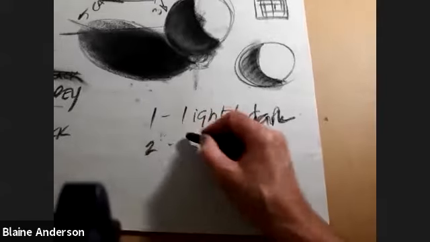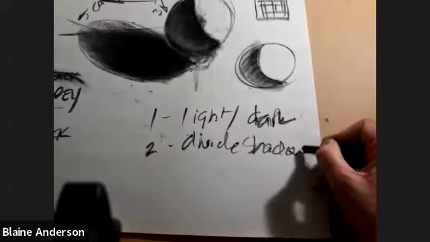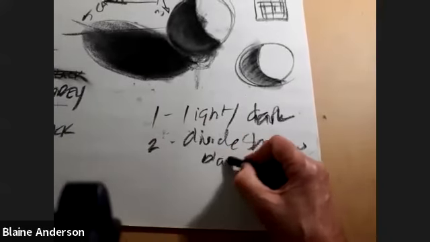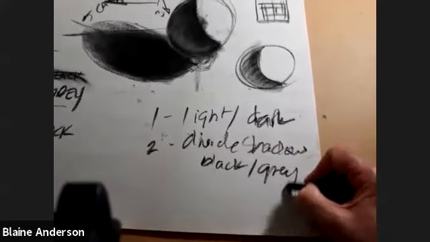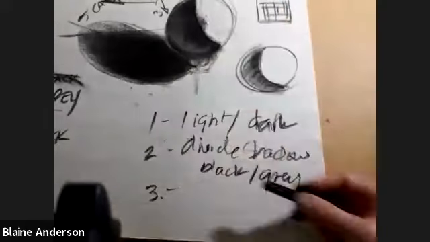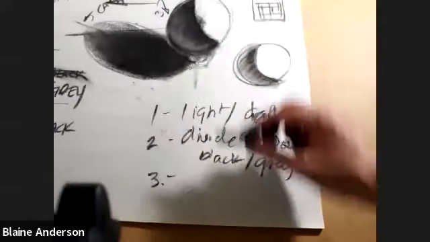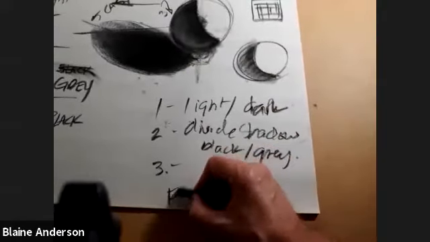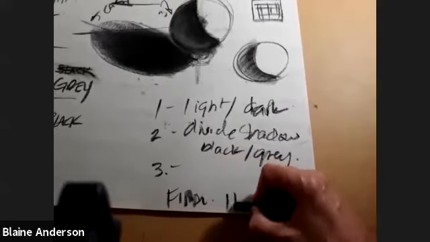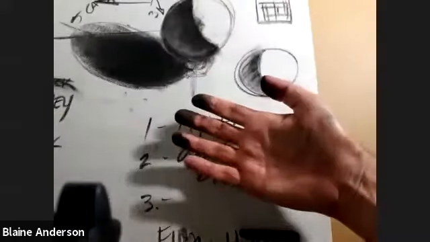Step two, divide the shadow into black and gray. Step three, make sure you've got some reflected light and everything's supposed to be where it's at. But then finally at the end, I look at my light and my highlight. So my final step is highlight. In this case, I want to have something lighter here than here. So I'm just going to take my dirty fingers, rub around up in here.